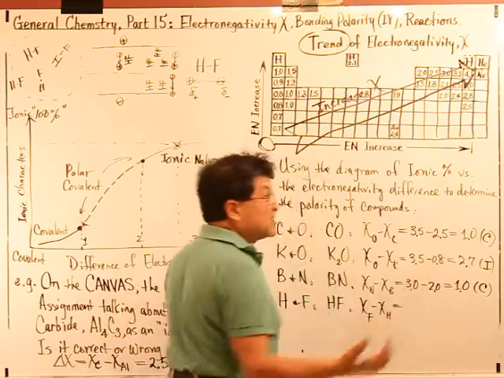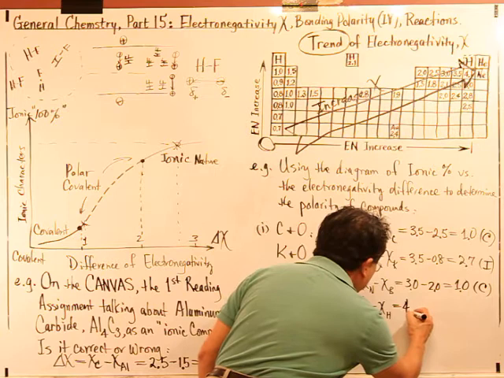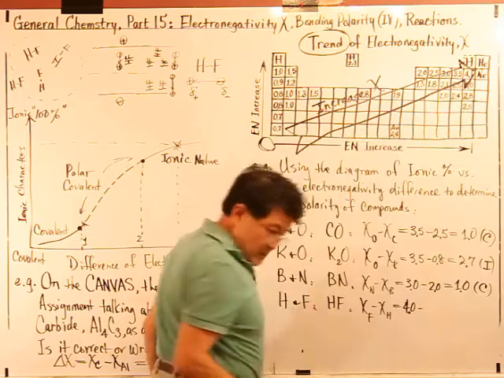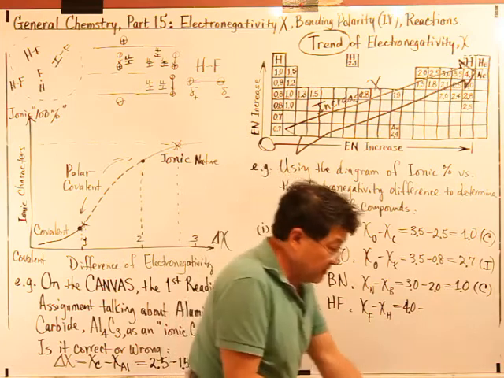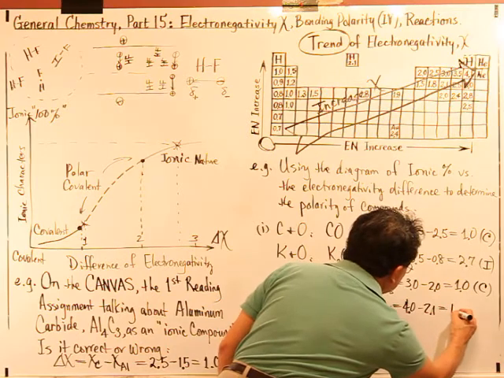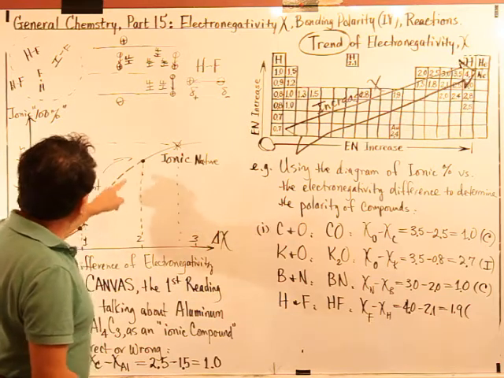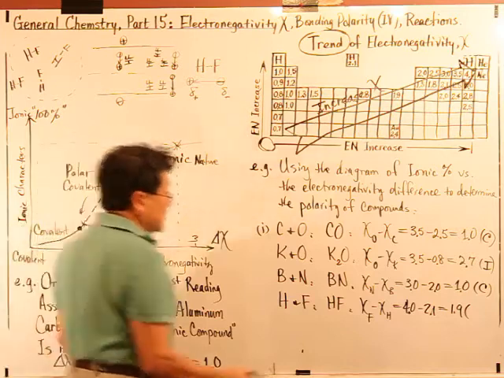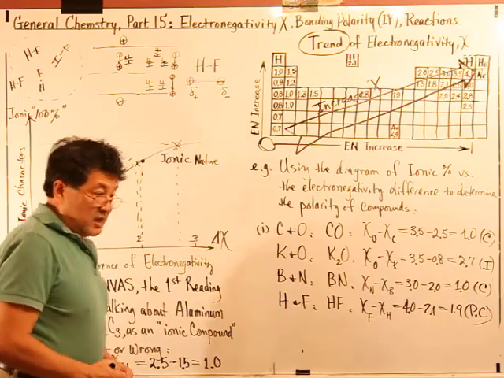For fluorine, we already did that, I just erased it. Let's use 4.0 instead of 4.1. 4.0 minus what is the hydrogen? 2.1, right? So you have 1.9, which is right under 2. So this drops to this region right here, 1.9. So that is polar covalent. Is that good enough?